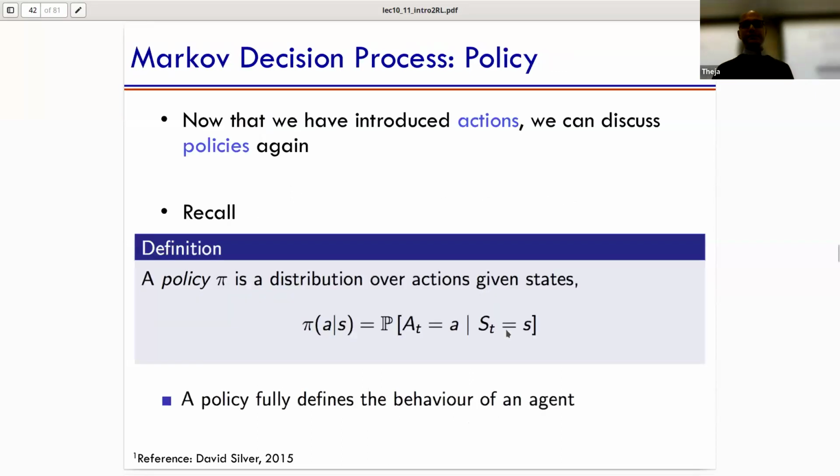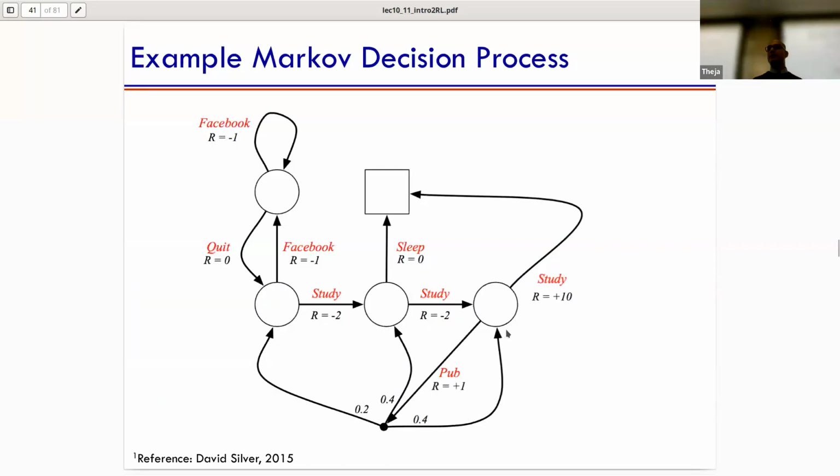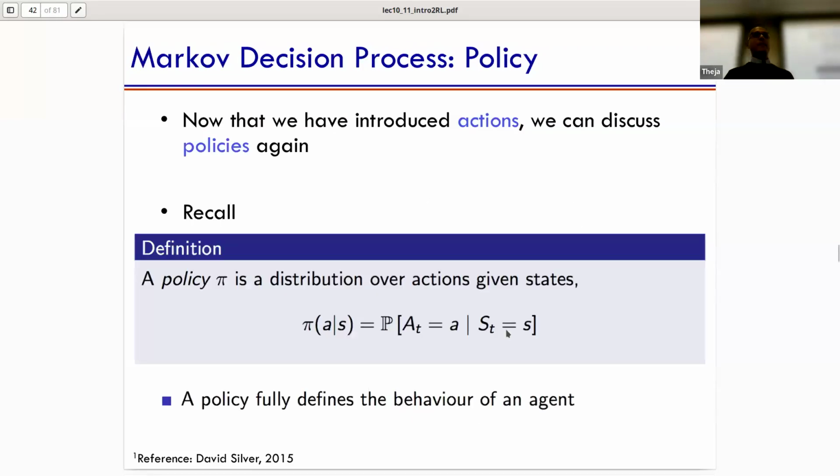So any questions about this example Markov decision process? Okay. So now that we have introduced actions, we can now talk about policies.